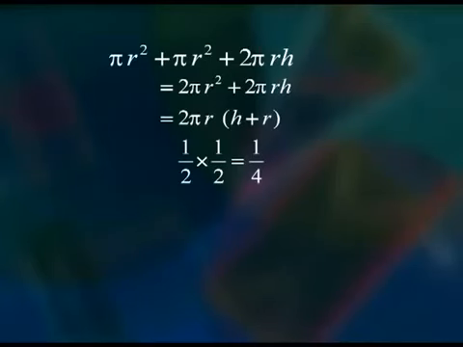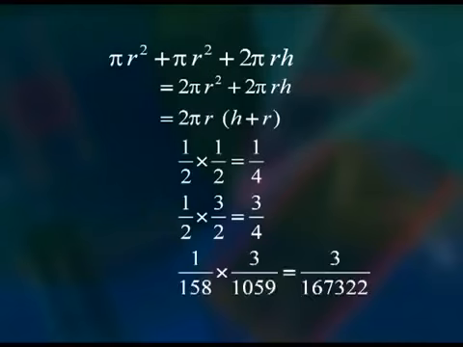Now, take another example, how to take the multiplication of 2 fractions, like half into half. This is 1 by 4. 1 by 2 into 3 by 2 is nothing but 3 by 4, and 1 by 158 into 3 upon 1059 is equal to 3 upon 167322.